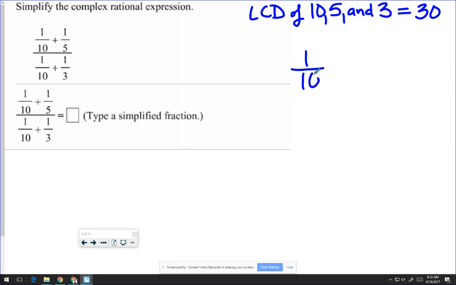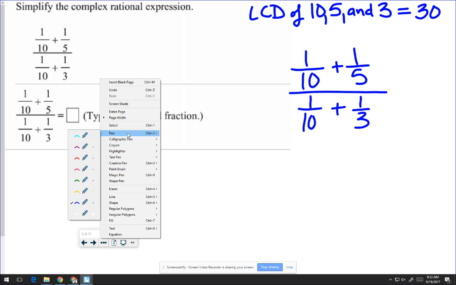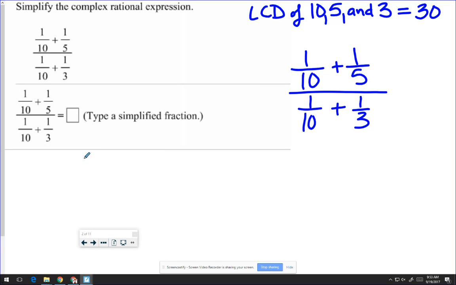And the reason I am allowed to do this is because it's a fraction. This whole big piece is a fraction. It's just got a bunch of little fractions inside, which makes it look more difficult than what it is. So what I'm going to do is take that LCD and multiply by it on the top of the fraction and on the bottom of the fraction. That's just multiplying by 1.